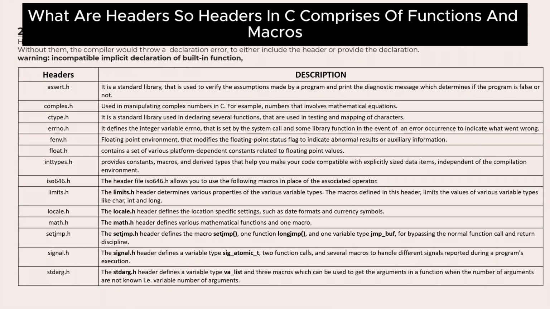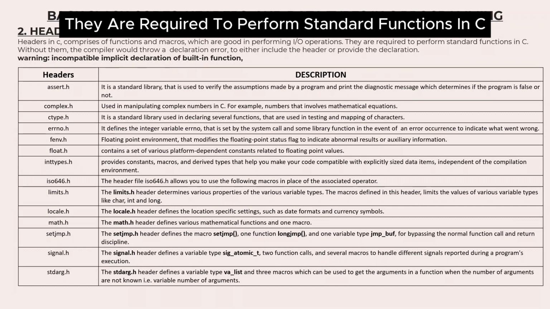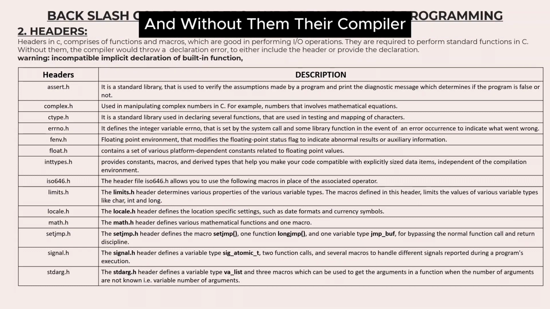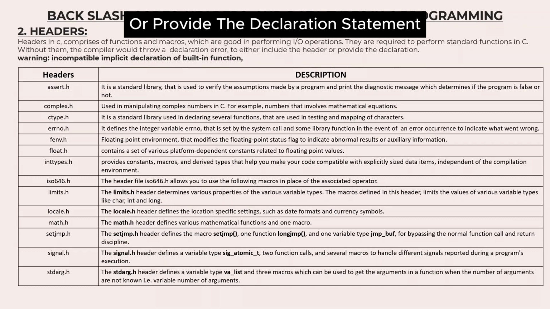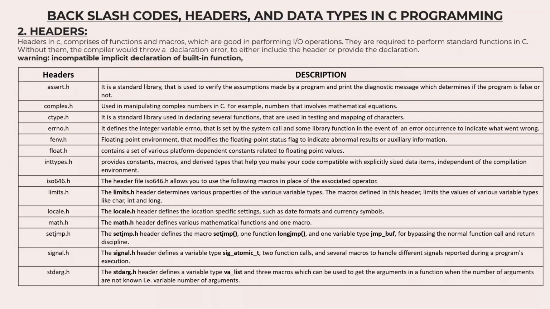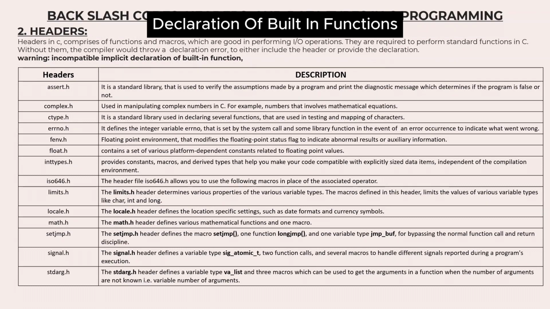What are headers? So headers in C comprise functions and macros which are good at performing input and output operations. They are required to perform standard functions in C, and without them, the compiler would throw a declaration error to either include the header or provide the declaration statement. Examples of these warnings are like incompatible implicit declaration of built-in functions.